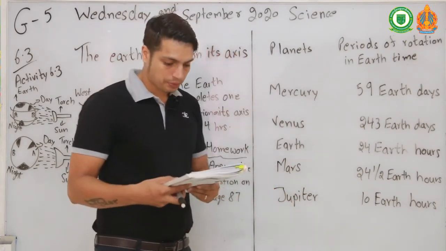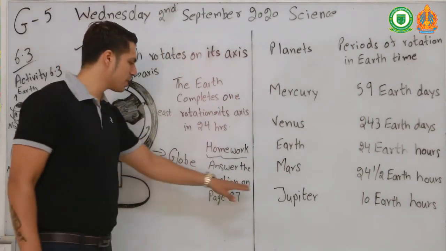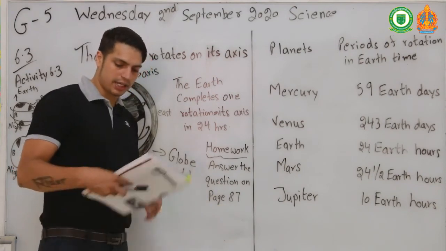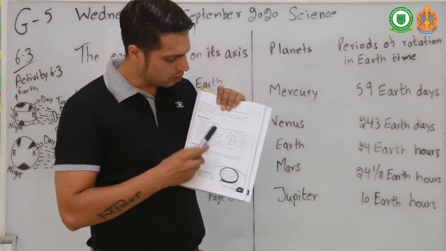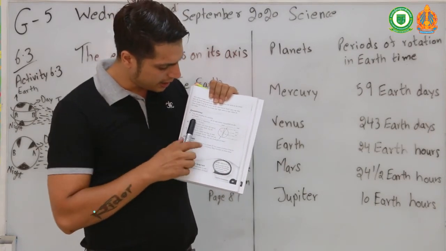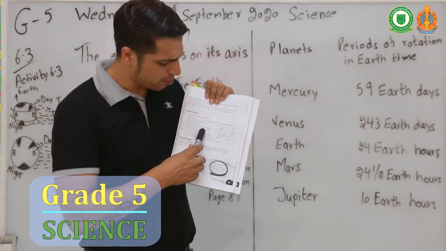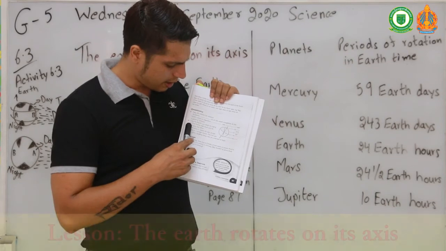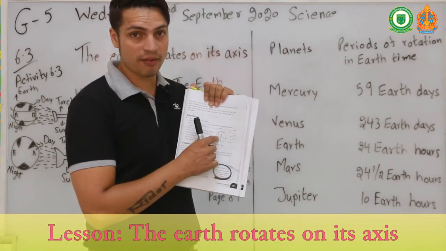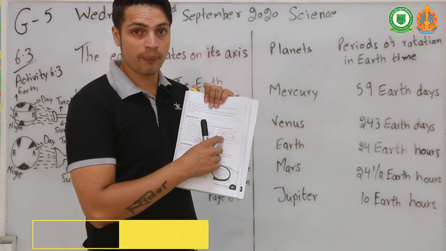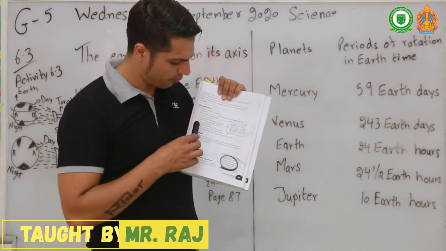So now, time for your homework. Your homework is to answer the questions on page 87. First, fill in the blanks. Then copy the diagram and shade the half of the Earth having night black, and the half having day yellow. You need to find out which part is having night and which part is having day. Night part color black and day part color yellow.